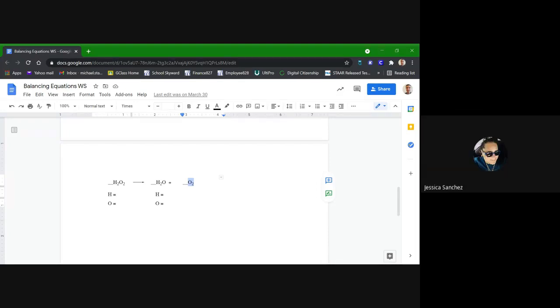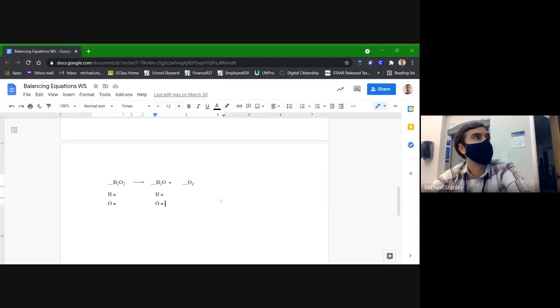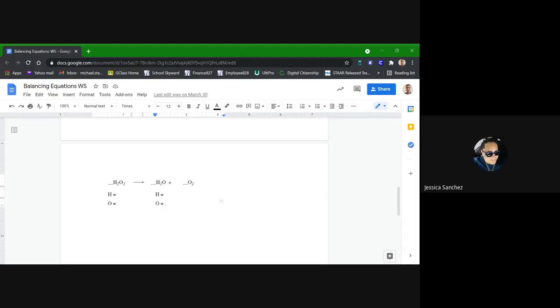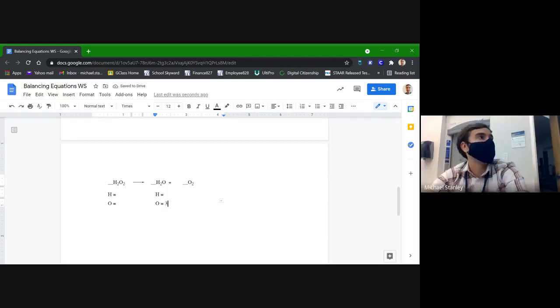Is it 4? Close, but not quite. This guy is 2, but this guy is 1. So how many total do we have if we put those together? 3. 3, precisely. So on our reactant side, on this side, we're starting off with 3 oxygens. You always have to remember that we take all of one type of atom and add it together. So we have the 1 O right here, 2 O's right here, gives us 3 O's total. So again, do your best to figure that one out.